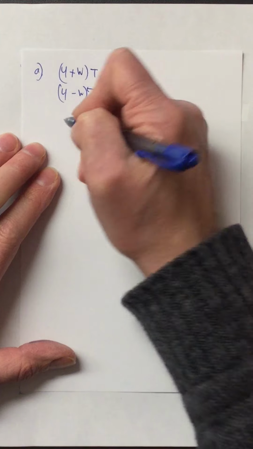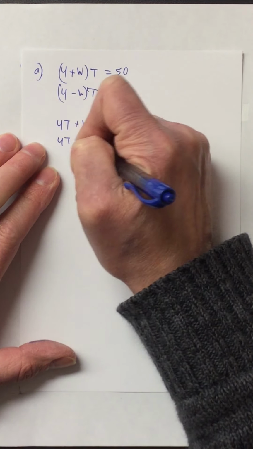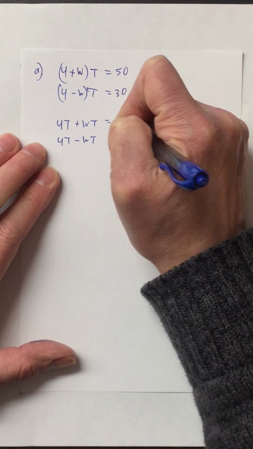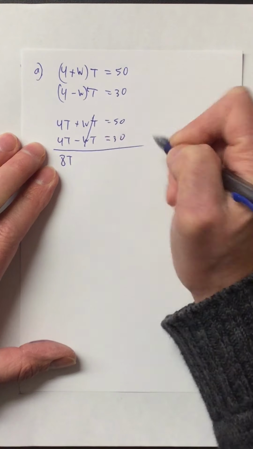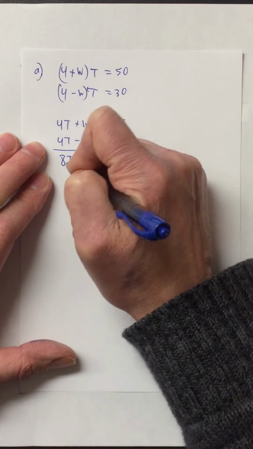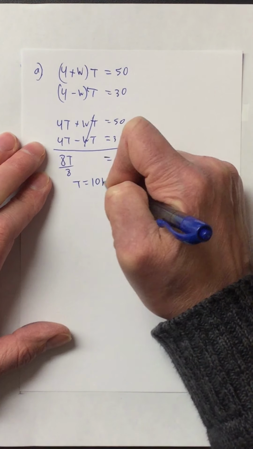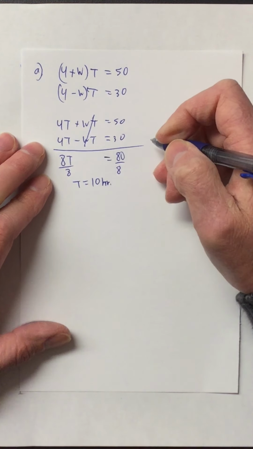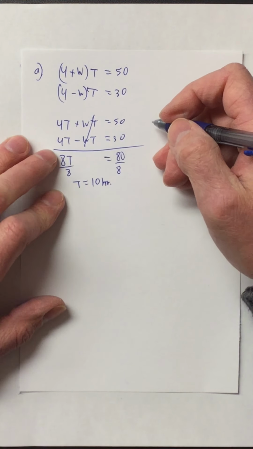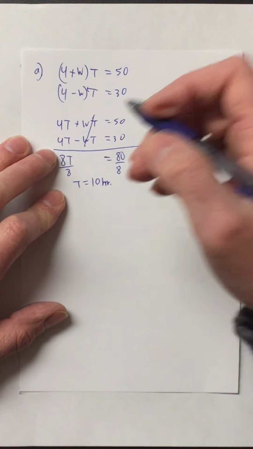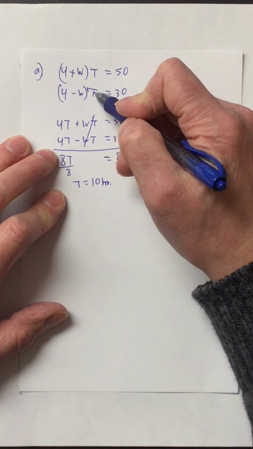So we multiply this out, we get 4t plus wt, 4t minus wt, equals 50, equals 30. These cancel out, we get 8t equals 80. Divide by 8, divide by 8, it looks like our time is 10 hours. Okay, so if it took 10 hours to go that far, let's plug that back into one of these. Let's plug it back into this guy right here.